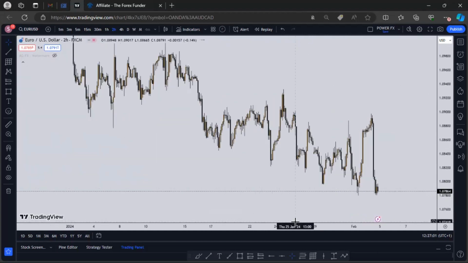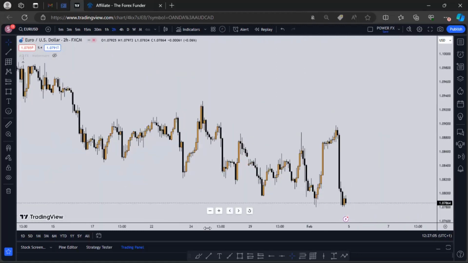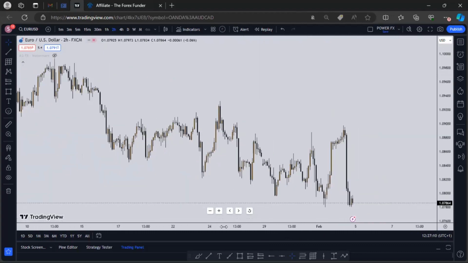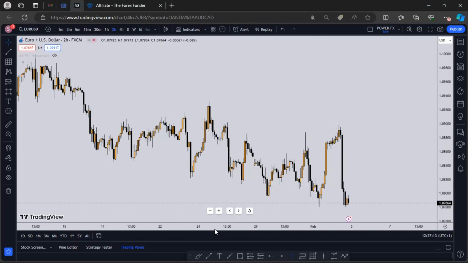Okay, so let's look at Euro USD. From my observation, Euro USD has been ranging all the way to the downside from the 2-hour time frame. So it states that the market is literally in a downtrend.